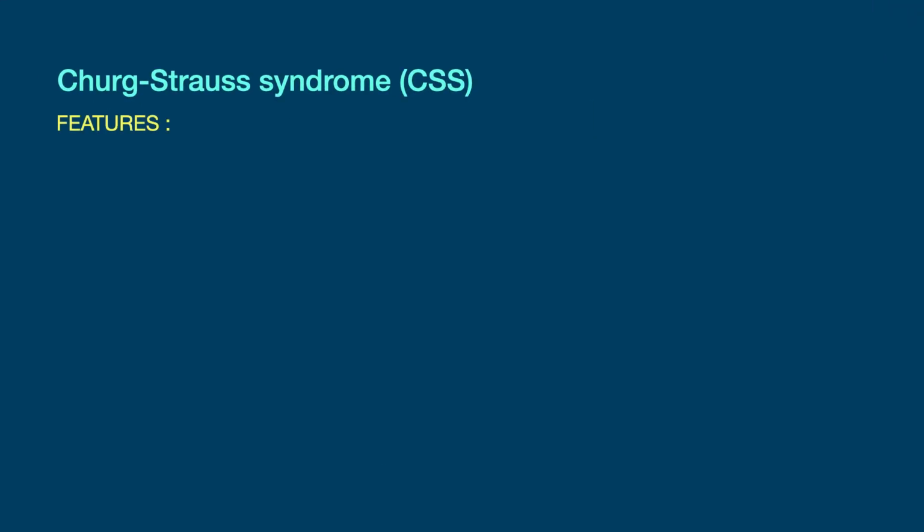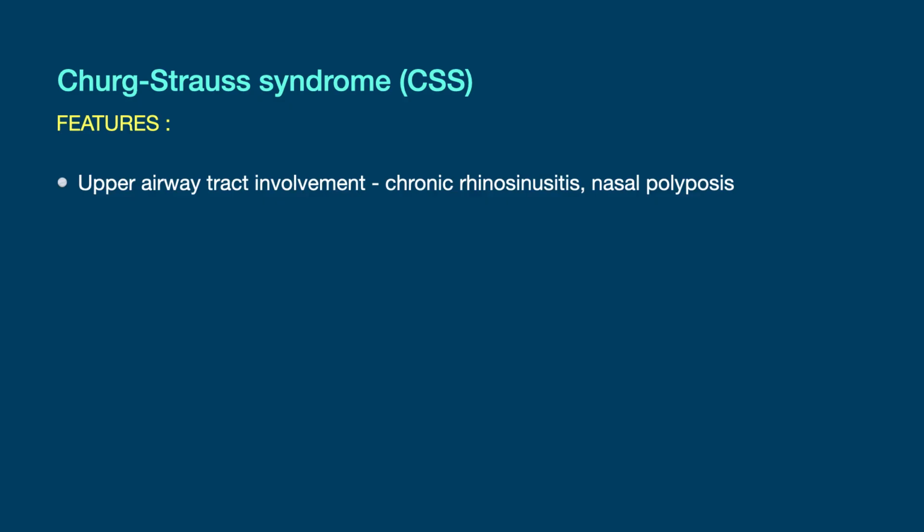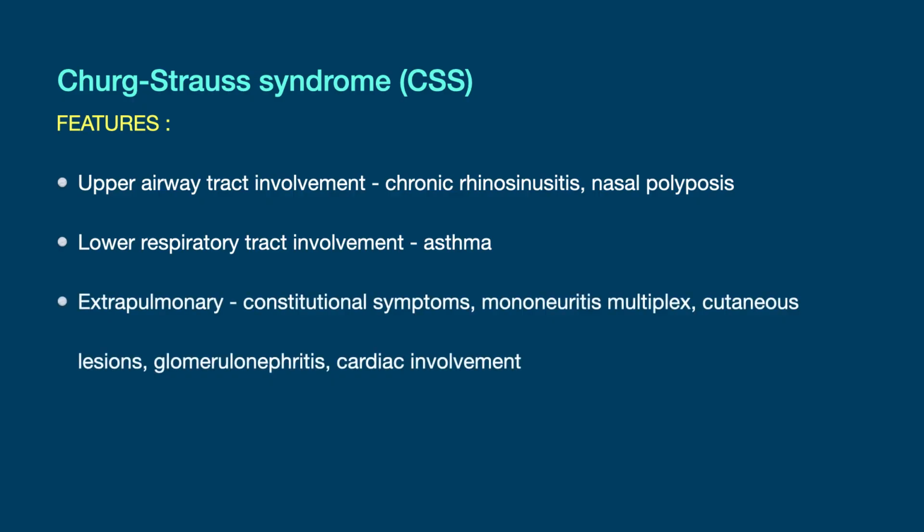Upper airway involvement occurs in 70 to 90% of patients and is generally characterized by chronic rhinosinusitis with or without nasal polyposis, often lacking the destructive features found in patients with GPA. Asthma in Churg-Strauss syndrome commonly precedes the onset of the vasculitis phase and is often severe, frequently requiring oral corticosteroids. Extrapulmonary manifestations may include constitutional symptoms, mononeuritis multiplex, cutaneous lesions, glomerular nephritis, and cardiac involvement.